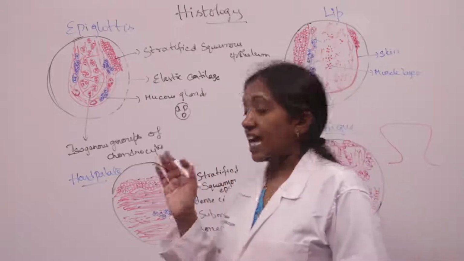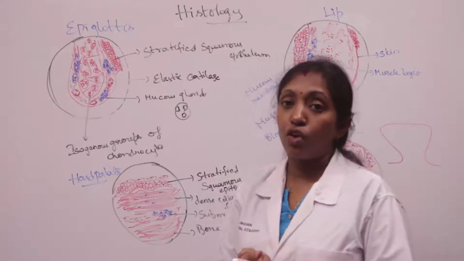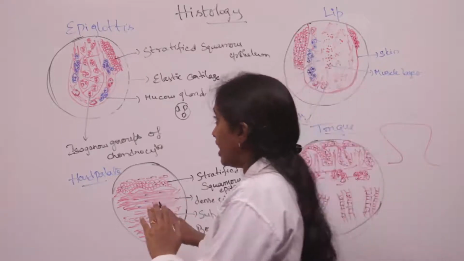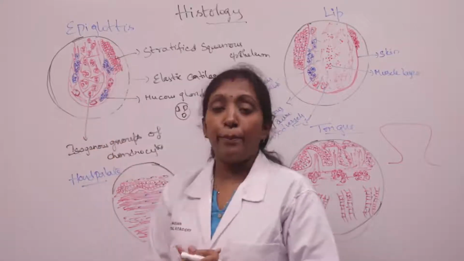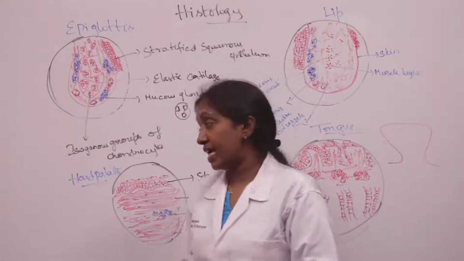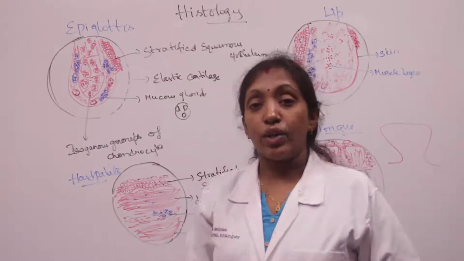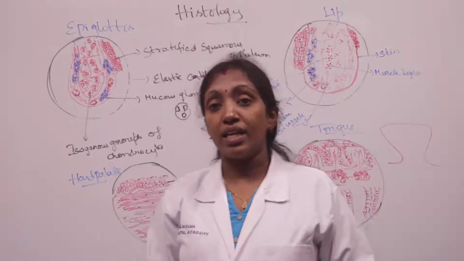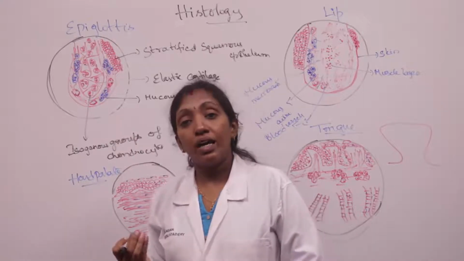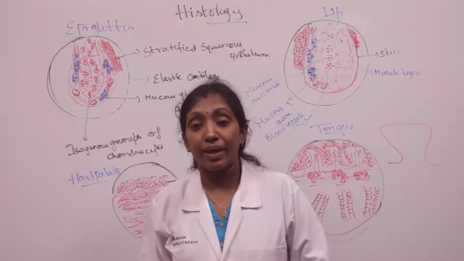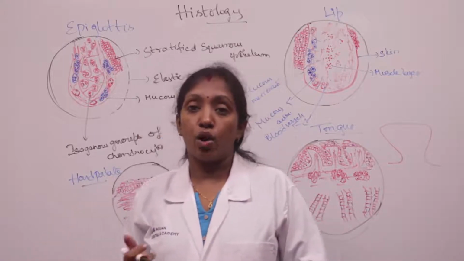So the epiglottis consists of a central mass of elastic cartilage. Outside that elastic cartilage, the first layer is the epithelial layer. The epithelium of the epiglottis is stratified squamous non-keratinized epithelium. That is the characteristic epithelium of the epiglottis, and the lower part of the posterior surface of the epiglottis is covered by pseudo-stratified ciliated columnar epithelium.